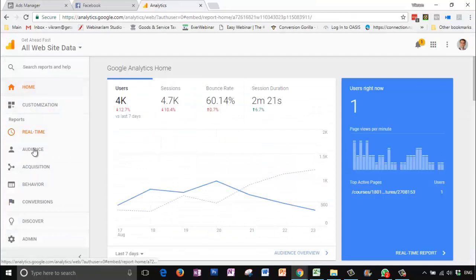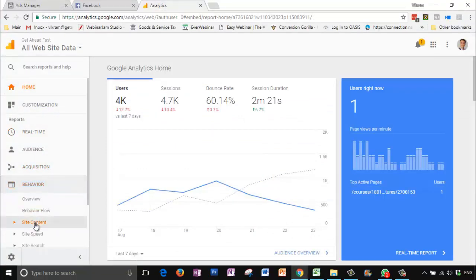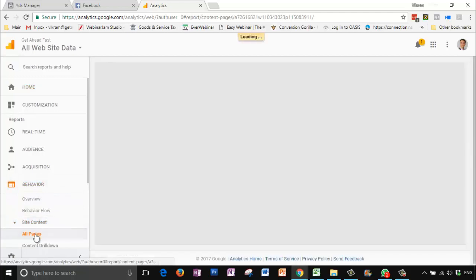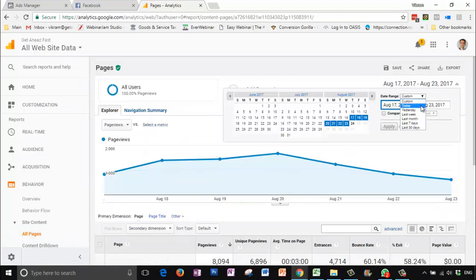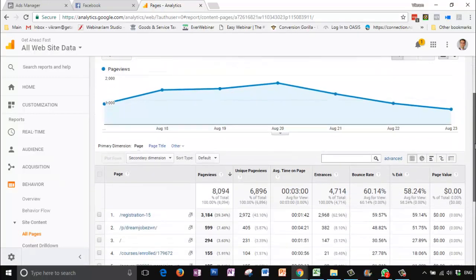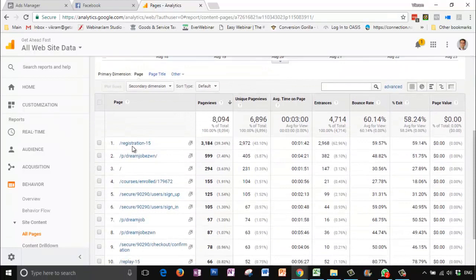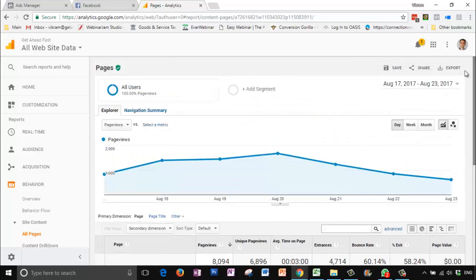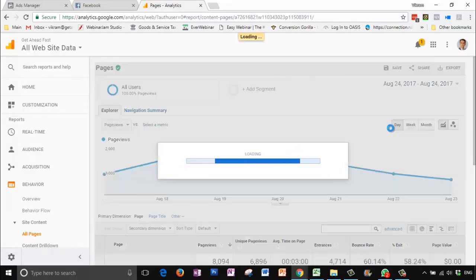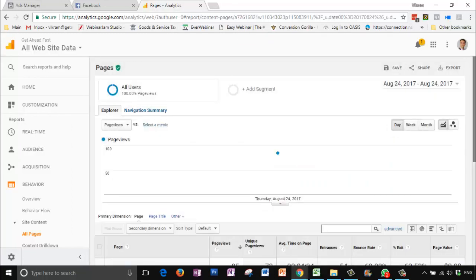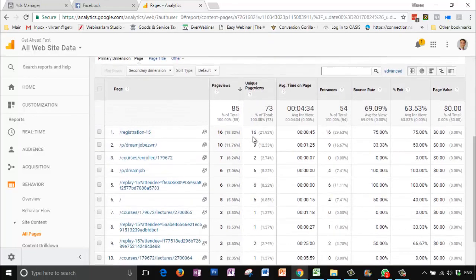So what I do is I come to Behavior, Site Content, All Pages. Then I would change the date range to today, because we're comparing it for today. And my registration page that I've set up is called registration 15. Oops, this didn't change. I have to click apply. Yeah. And I know that today 16 people have seen my registration page.